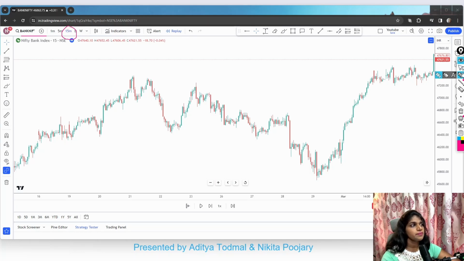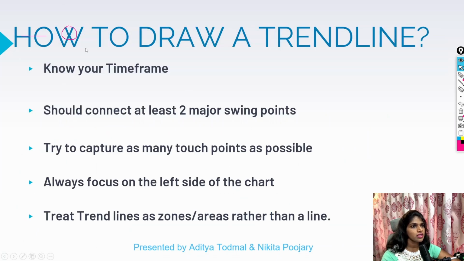So, as per how to draw a trend line, the first and foremost thing you need to know is your time frame. I am trading on the 15-minute time frame, so I have set my charts on 15-minute.